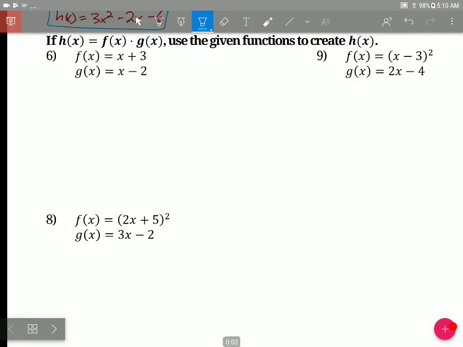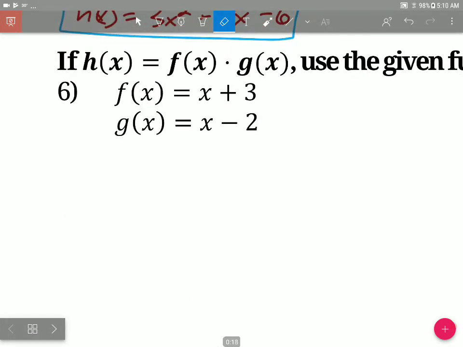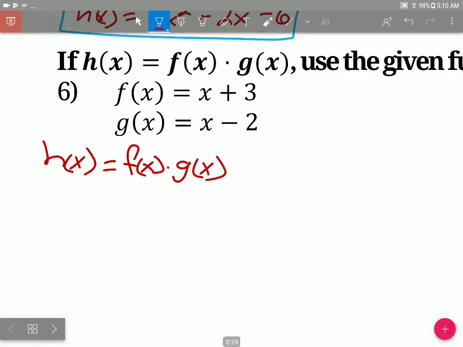Okay, this one says f of x times g of x. It says h of x, the new function, is my f times my g. So we're going to end up multiplying these together. It's a little more involved, but the concept is the same. I'm just going to write this out: h of x equals f times g. What I want to do is literally take that function and multiply it by that function.